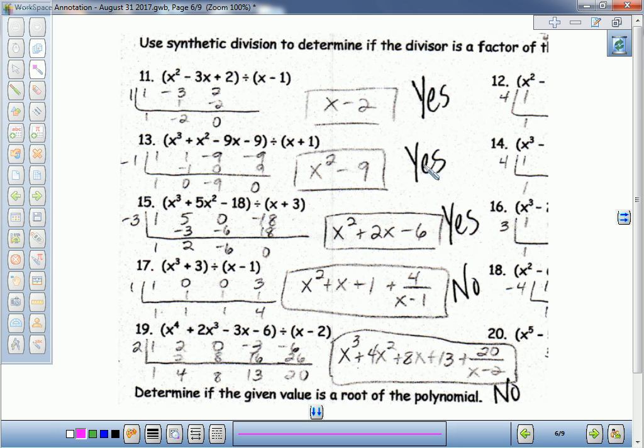All right, okay, so use synthetic division, and is it a factor? Yes. Remainder is 0. Remainder is 0. Yes. Remainder is 0. Yes. Remainder, not 0. No. Remainder, not 0. No.